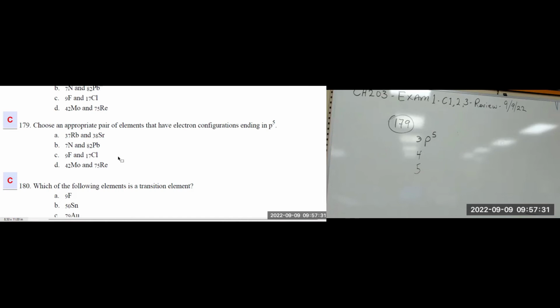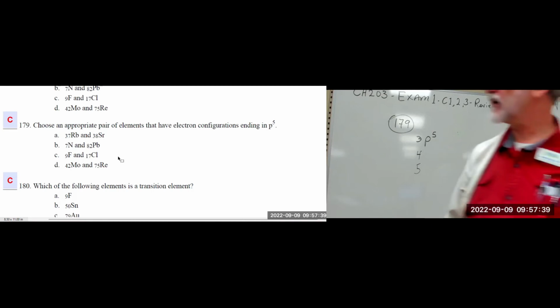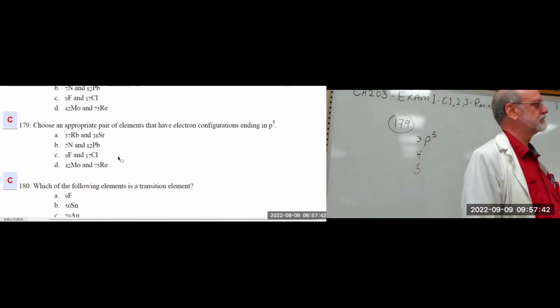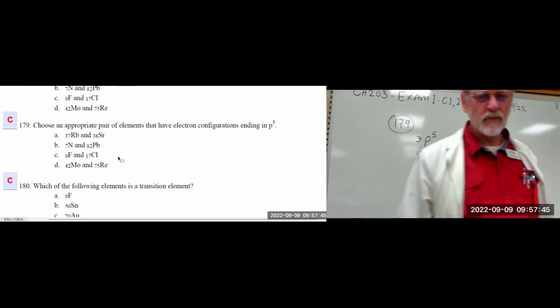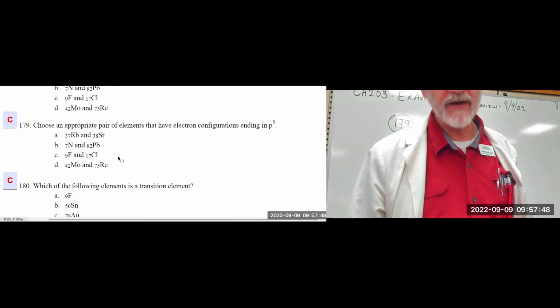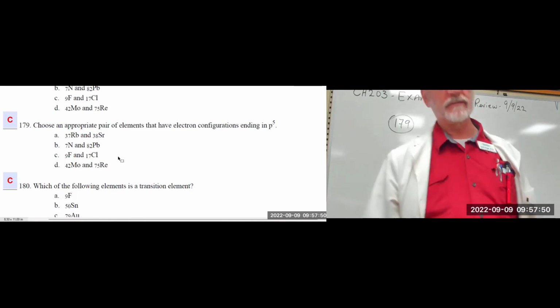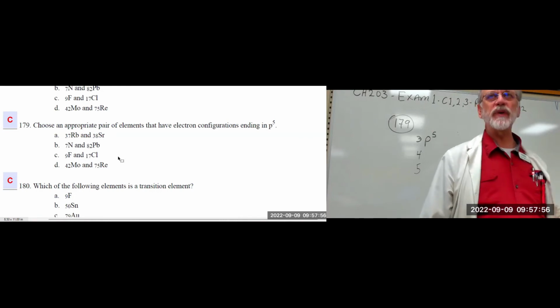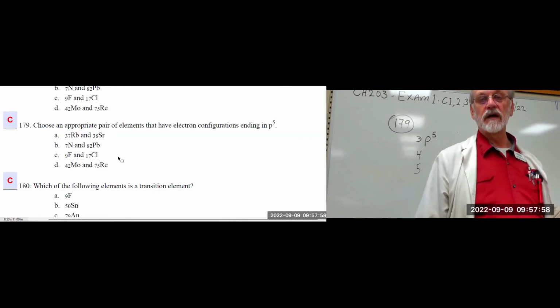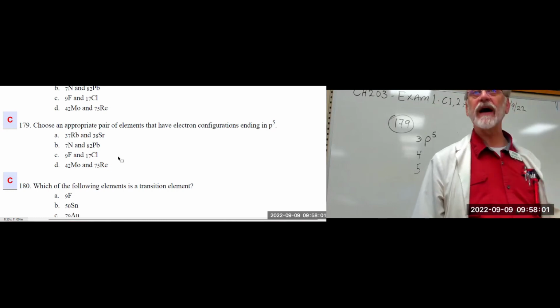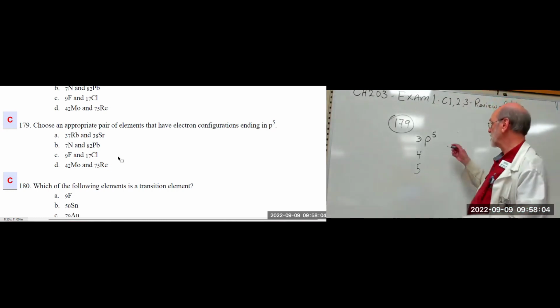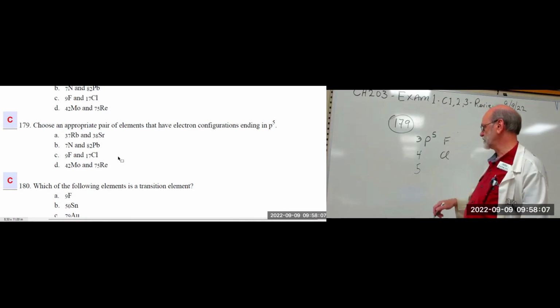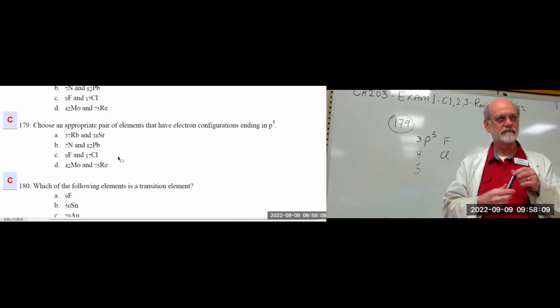So you're looking for two halogens, aren't you? The only two halogens up there are fluorine and chlorine. But wait a minute, ending in p5. Yes. Fluorine would be 2p5. Chlorine would be 3p5. This will be fluorine, this will be chlorine.